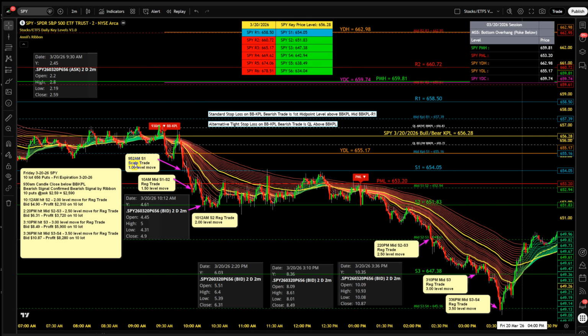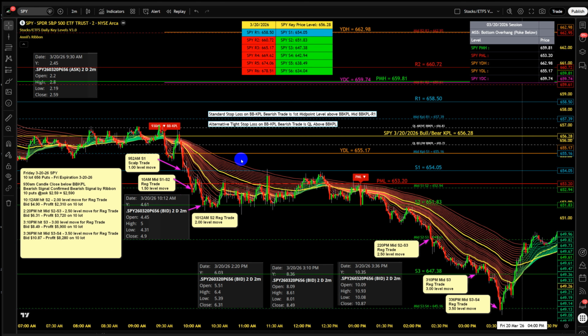As you can see here at 9:52 a.m., we have a hit of the S1 here, then it slightly backs off, and that is your one level move in your favor for a scalp only trade. So whether you're trading options or you're trading shares, this would be your exit on a scalp only trade.